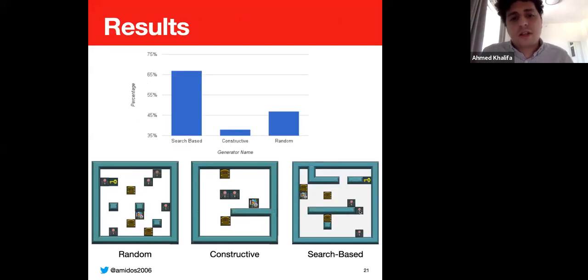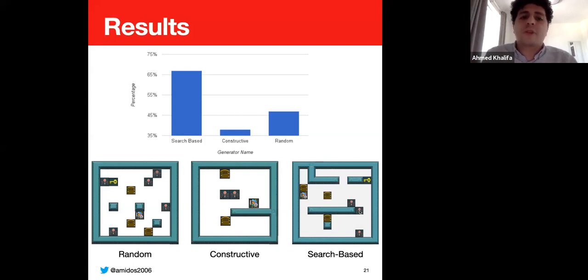So we compared that generation algorithm to 2 other algorithms we decided to design. One is called random and the other is called constructive. Random is just get the objects and place them randomly in the map, while the constructive one tried to place them in a certain way that it looked nice. And we tested them on the 3 games I talked about, and then asked people to rate them and see which one is the best.